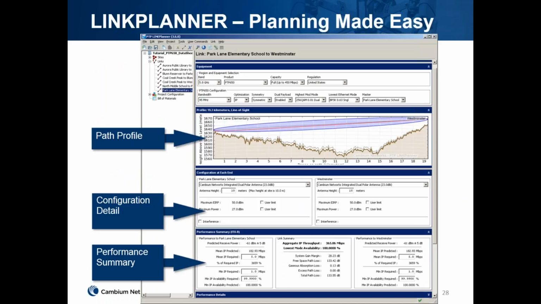The path profile gives you an idea of the Fresnel zone. So based on the height of the antenna, you can try to eliminate that. With the configuration details, it gives you detailed information with respect to TX power, RX power, maximum power and antenna gain. With respect to performance, it gives you a nice summary, and it tries to best predict how it would behave in the real world.